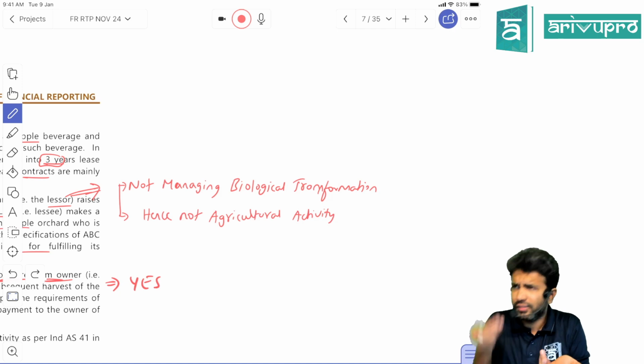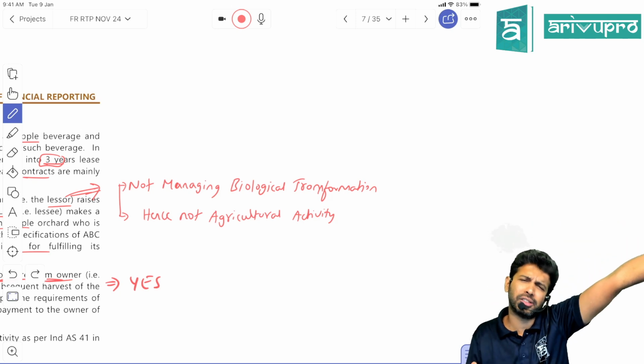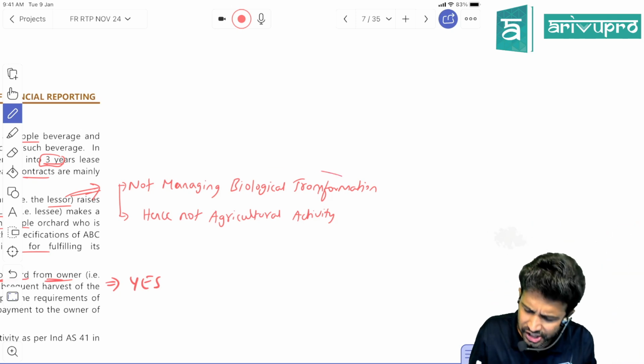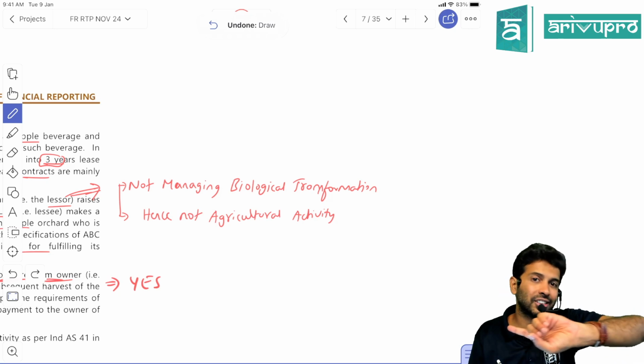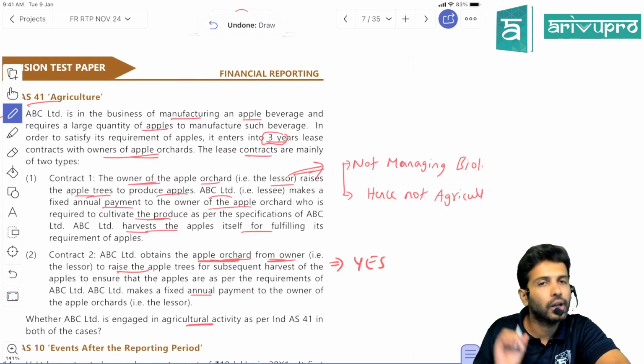Here, what are we doing? Say everything the farmer is doing. At the end stage, we go and just pluck the apples. Correct? That's all we are doing. So we are not managing this biological transformation, so it is not an agricultural activity in this particular case. The first contract is not an agricultural activity.